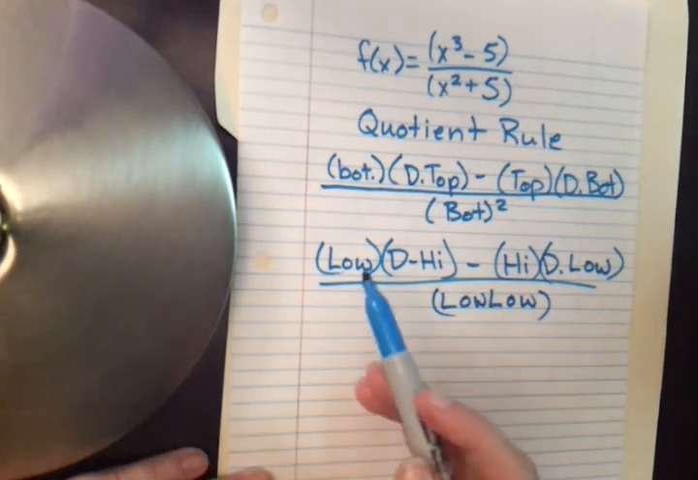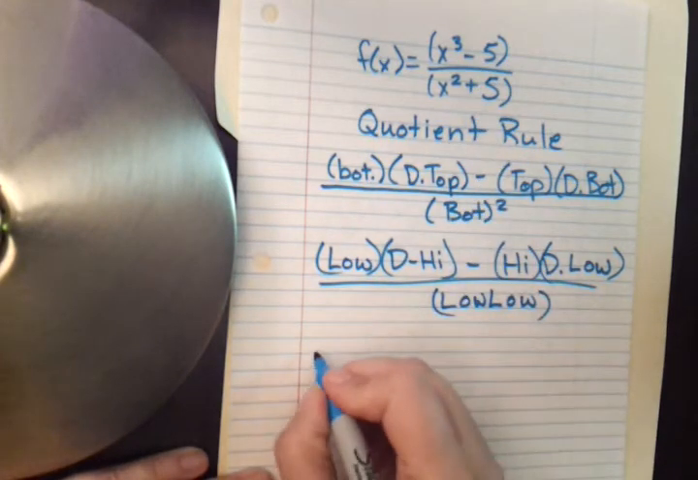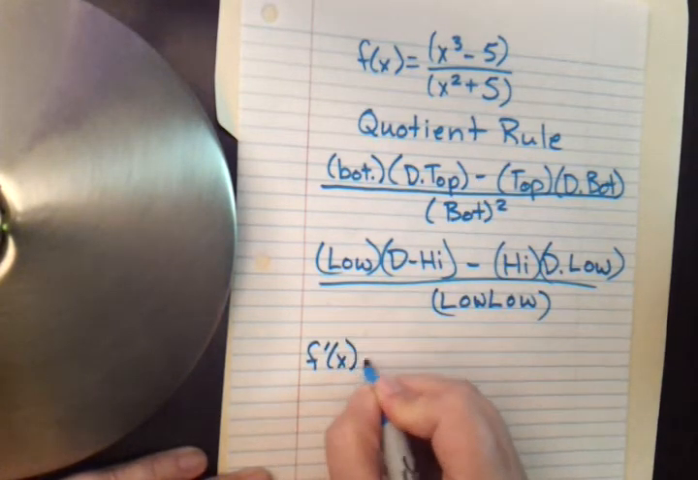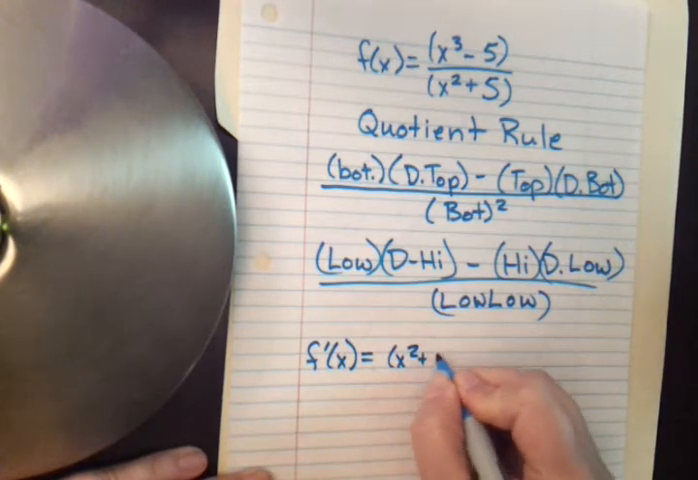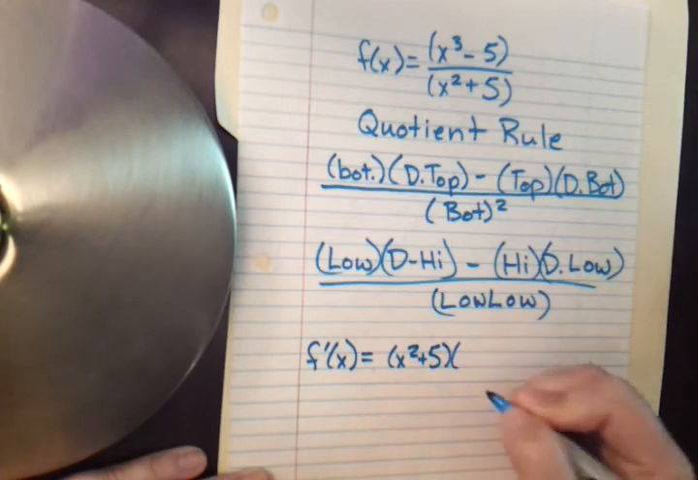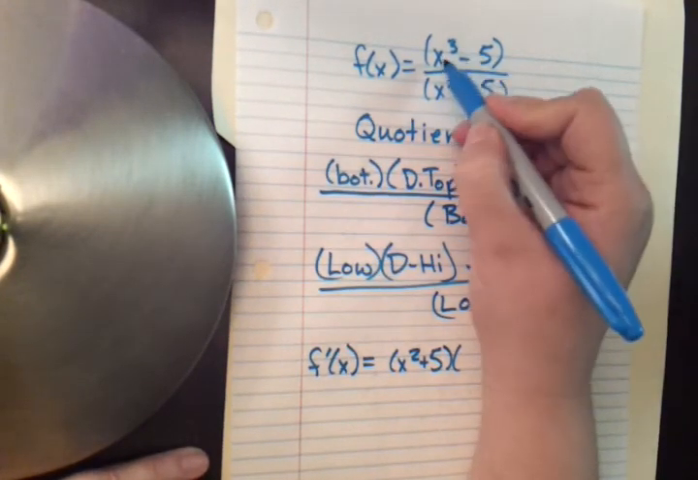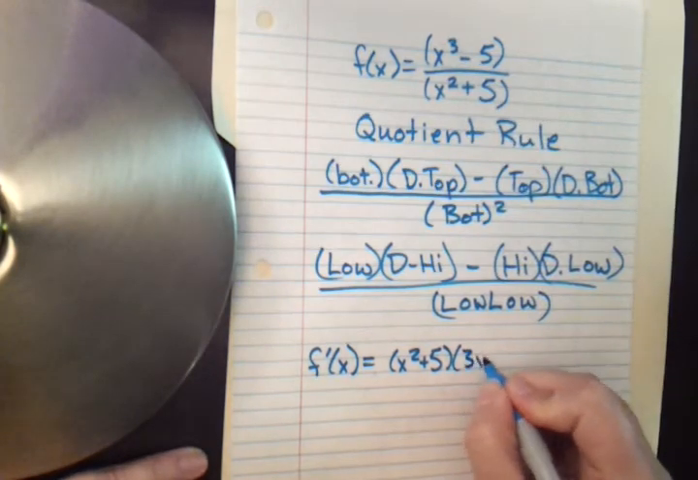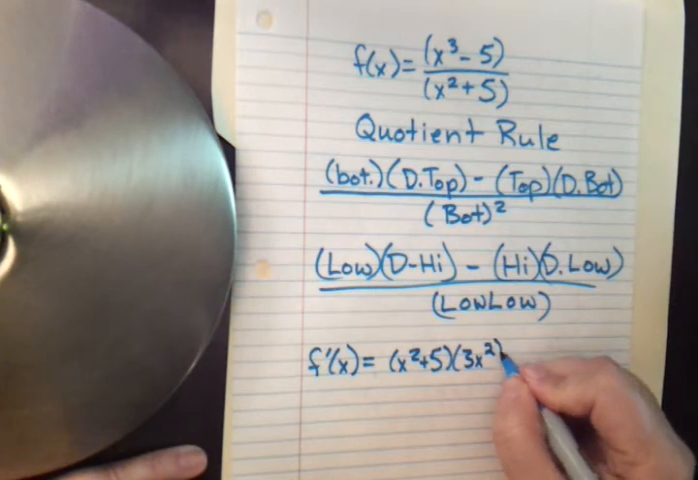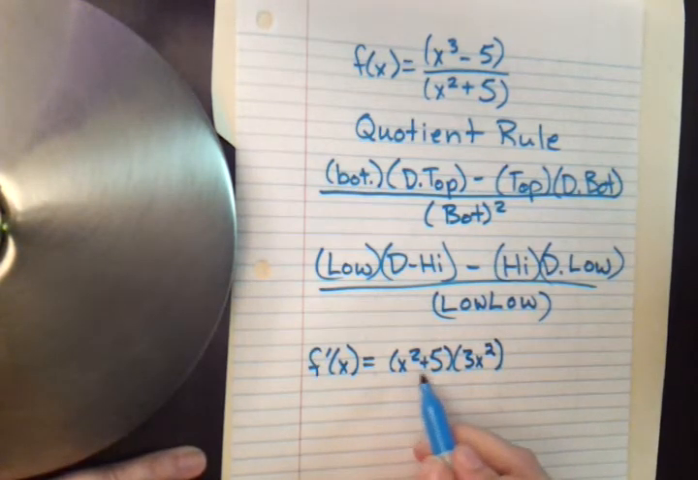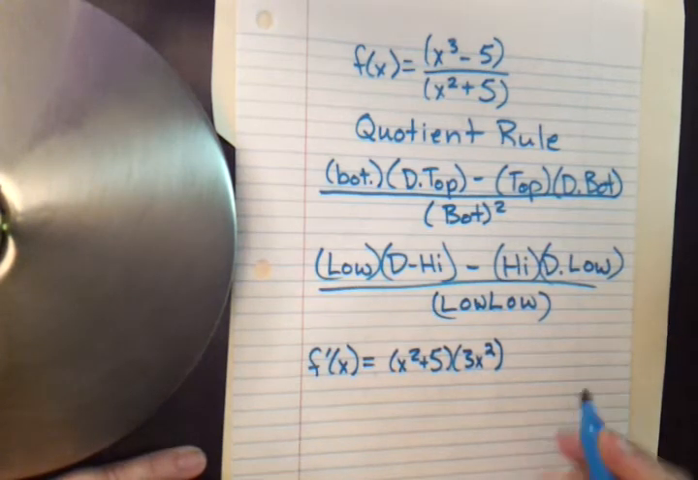So we need the function from the bottom. In this case, we need f prime of x, the derivative. So we need the bottom, which is x squared plus 5, times the derivative of the top. Okay, so what's on top? x cubed minus 5. We use the power rule. That's going to give us 3x squared. The constant rule here is going to make that go away altogether. So we have x squared plus 5 for the bottom and 3x squared for the derivative of the top.